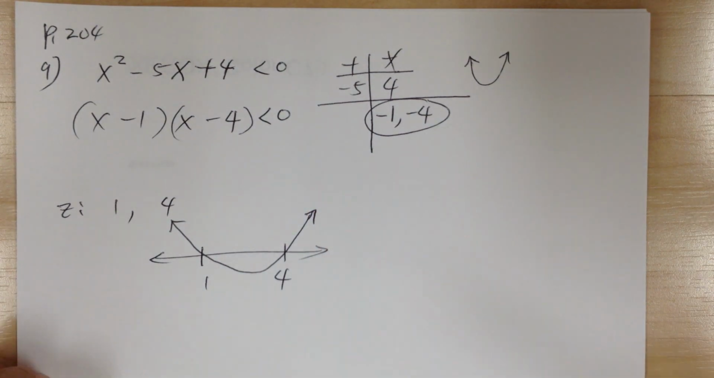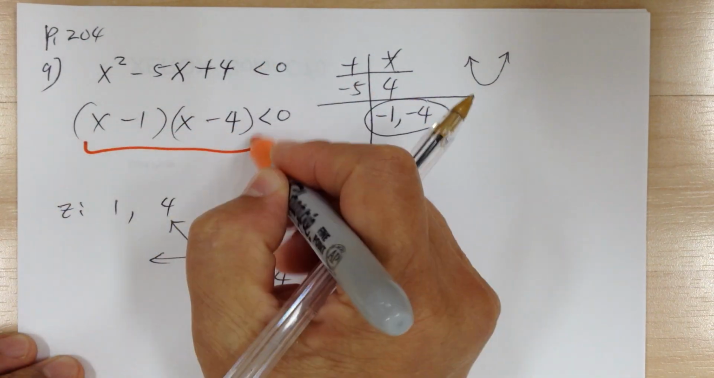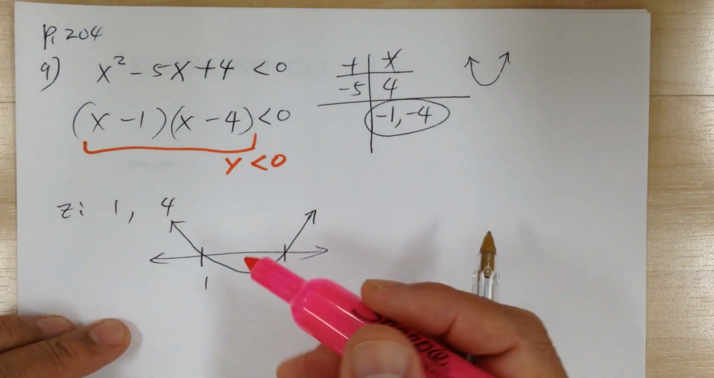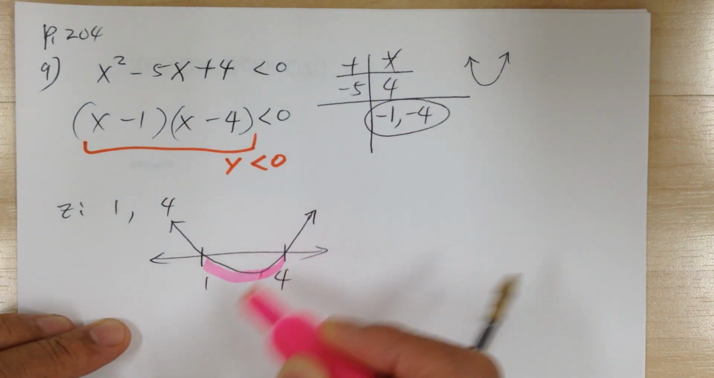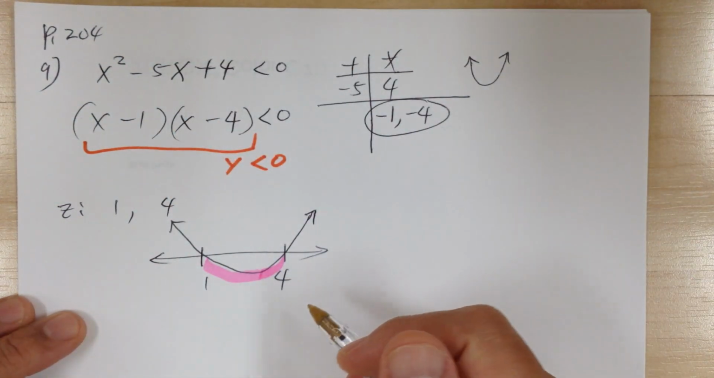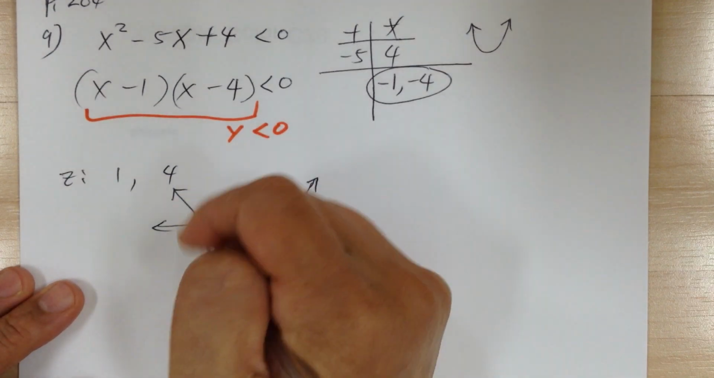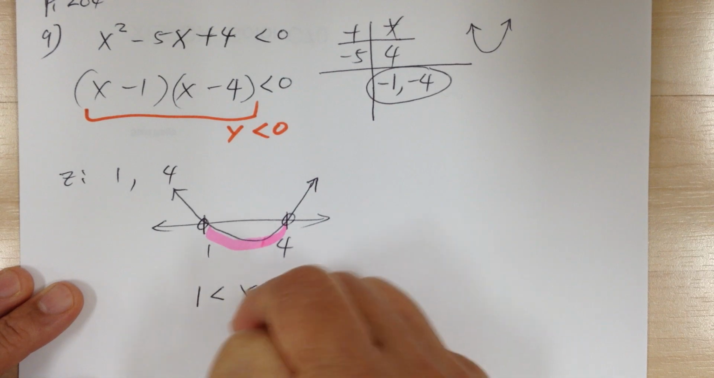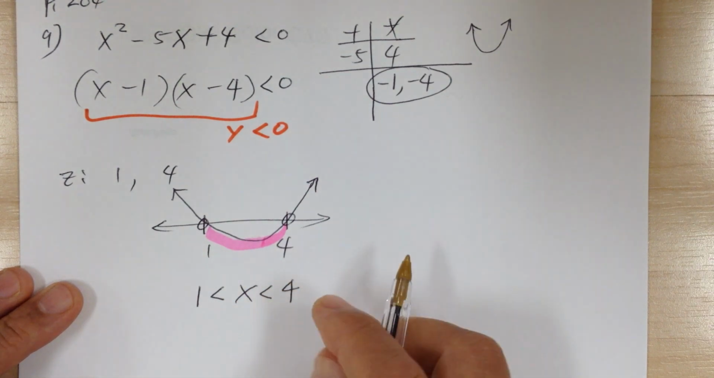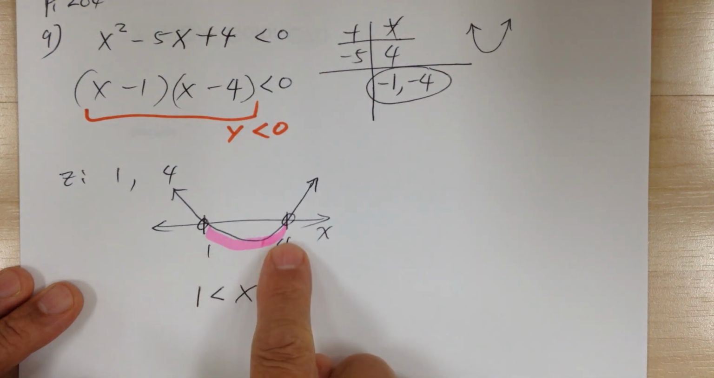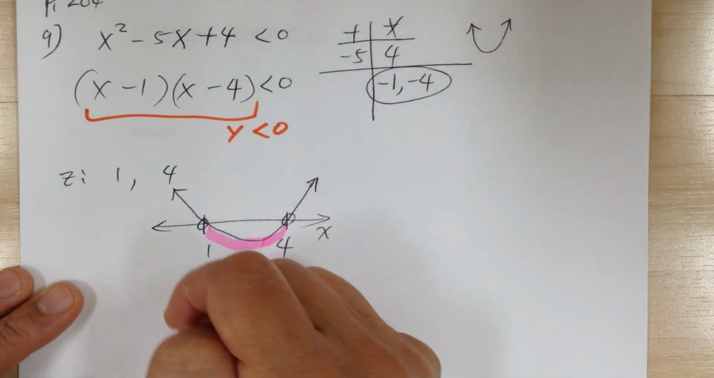Okay, so now again you have to treat this as a y, right? Because y is a function of x. So the y is less than 0, and so that would be this part right over here. Okay, because remember this is positive y, this is negative y. So from here, again, this is an open circle. So you're going to get 1 is less than x less than 4. Okay, so that's your x. And so from 1 through 4 for the x, the y would be negative.